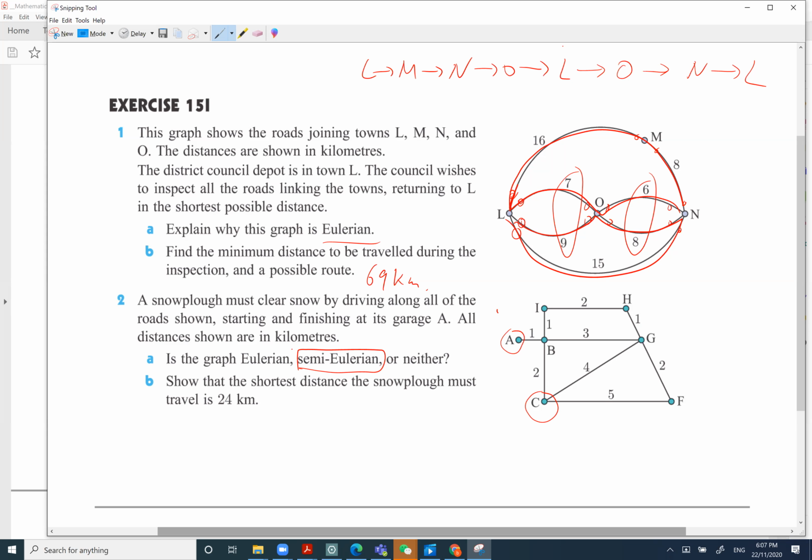Okay, which means you need to repeat A to C. You need to repeat A to C back to A. You need to travel along all the roads and to C and back to A. Repeat. Okay. Check. We start from A.